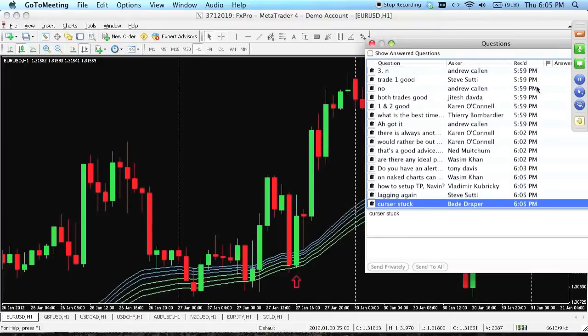Cursor is stuck. Okay, let's reload the screen. I just turned it off. Just give it a few seconds. I will turn it back on.